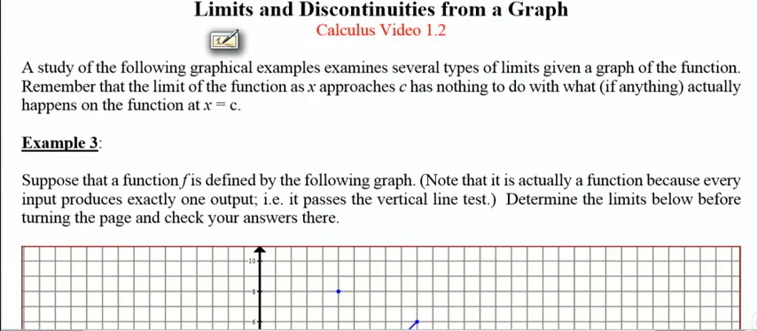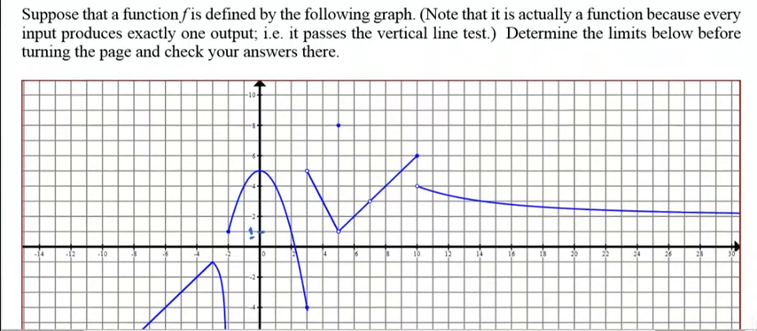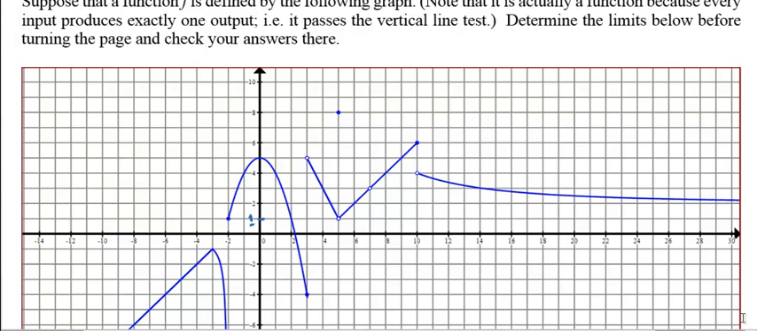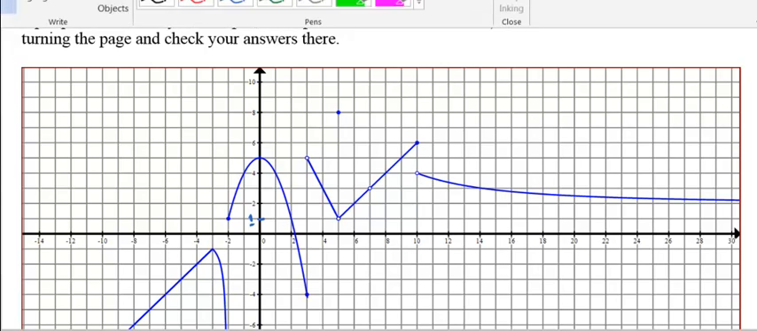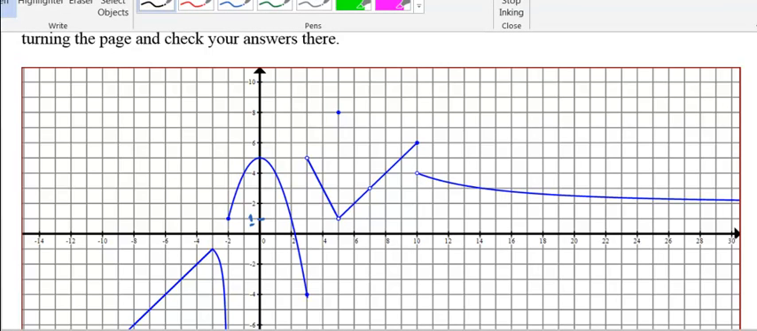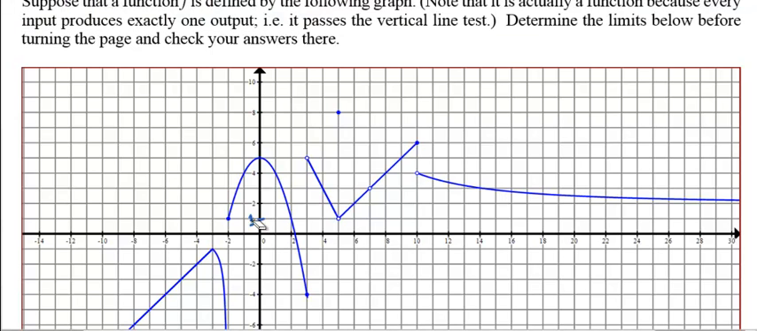Okay, let's start with example 3 here. And suppose we're given this function, defined by this graph. Notice that we have some holes in the graph here. We got a few stray marks here. Let's see if we can get rid of those. But this one up here is not a stray mark. That's a point on the graph. And then we have some solid points, and some places where there are no points.